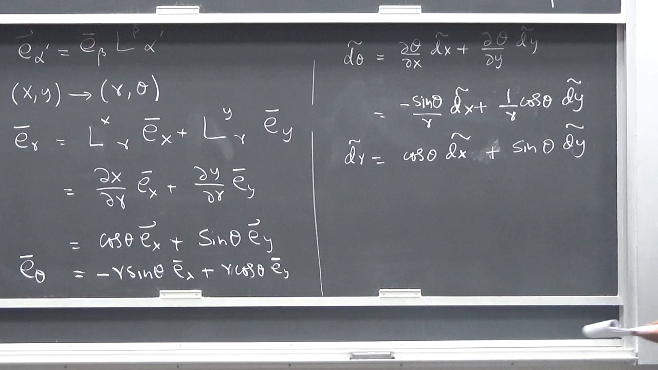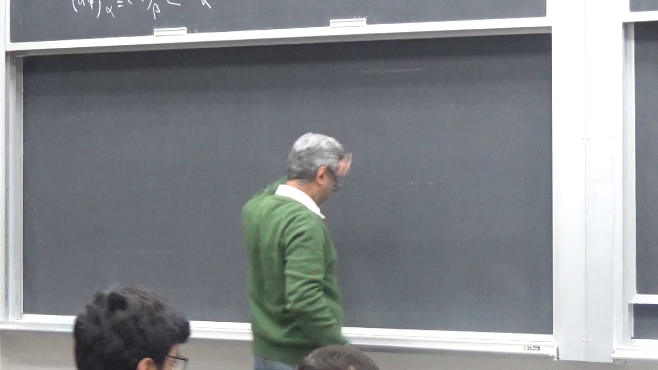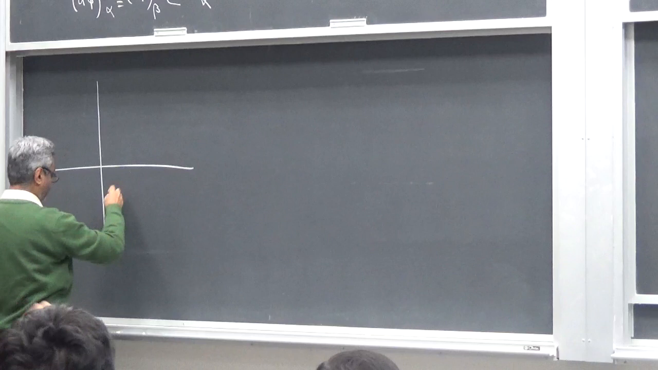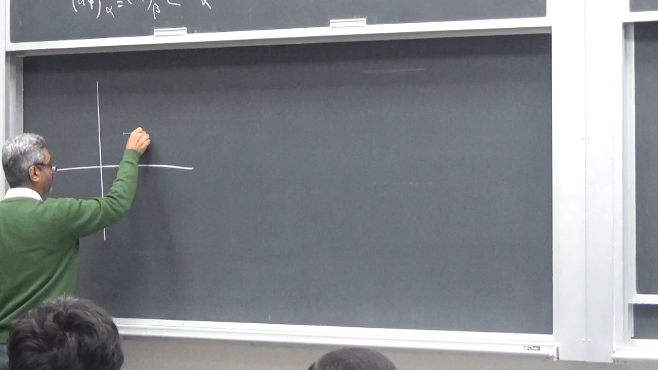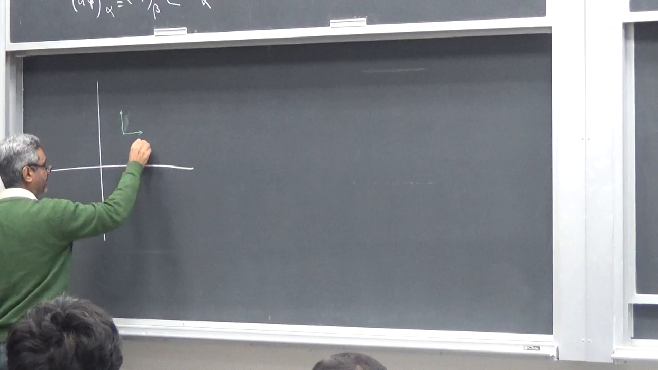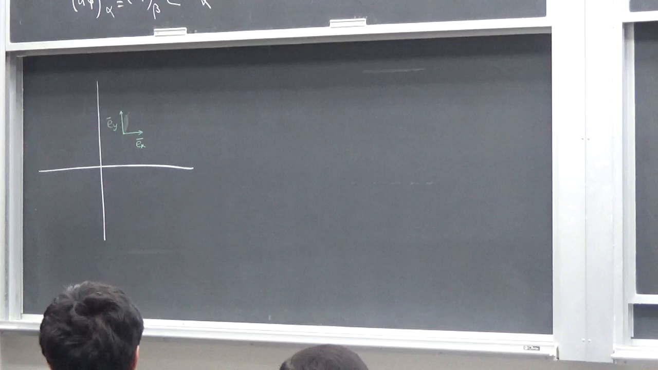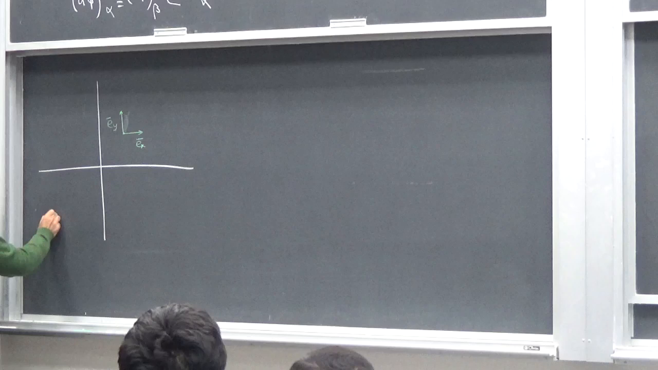Questions? So let's draw pictures. Okay, so what are we saying? For example, at this point, these were your basis vectors: this was Ex, and this was Ey. Right? These are the basis vectors. So let's draw Er and E theta.